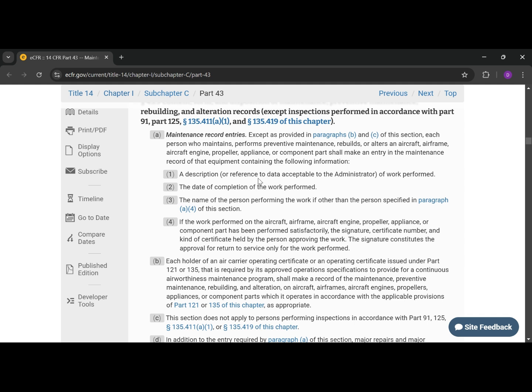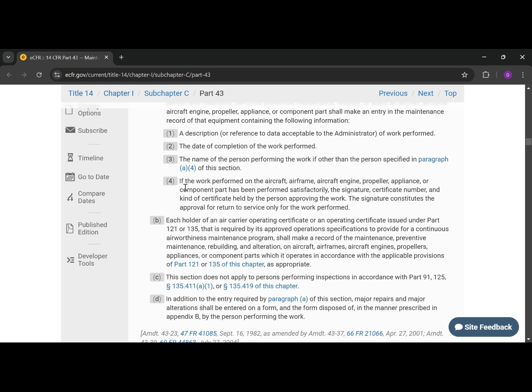A description or reference to data acceptable to the administrator of work performed, the date of completion of the work performed, the name of the person performing the work, if other than the person specified in paragraph (a)(4) of this section, if the work performed on the aircraft, airframe, aircraft engine, propeller, appliance, or component part has been performed satisfactorily, the signature, certificate number, and kind of certificate held by the person approving the work. The signature constitutes the approval for return to service only for the work performed.